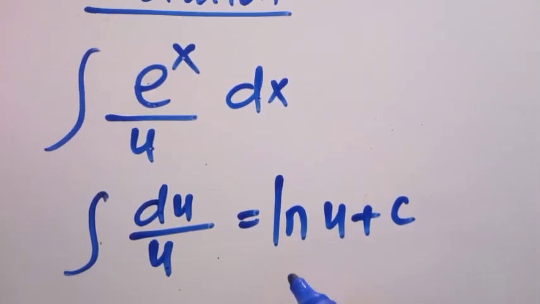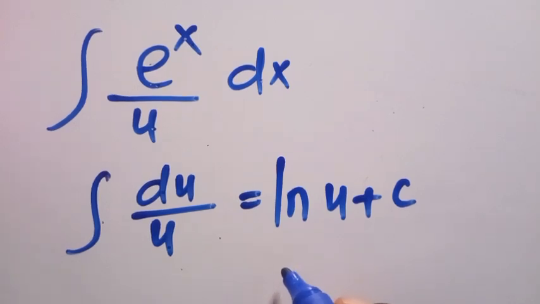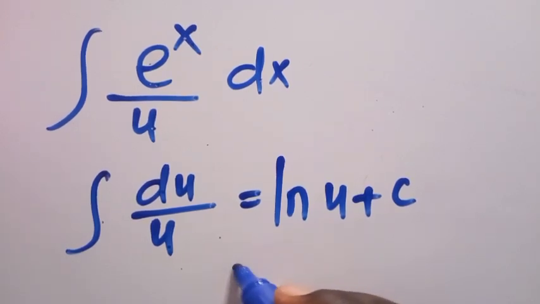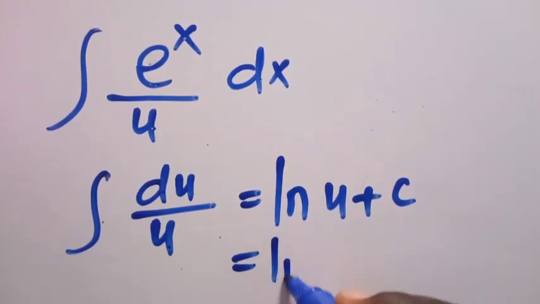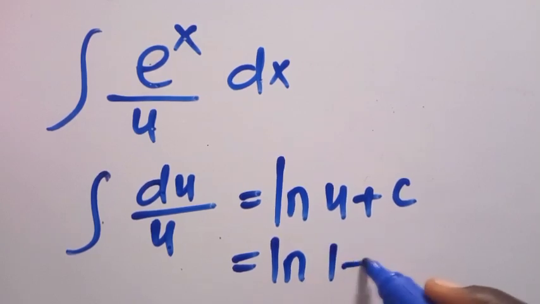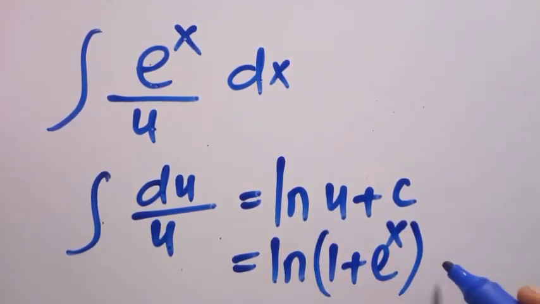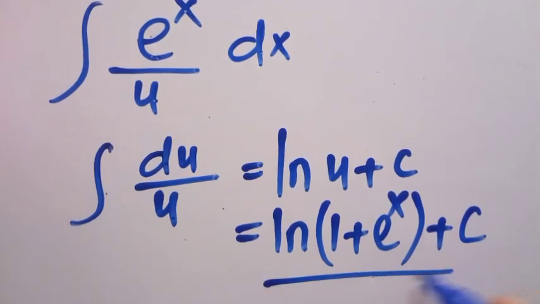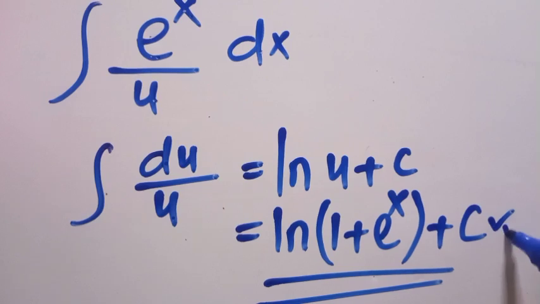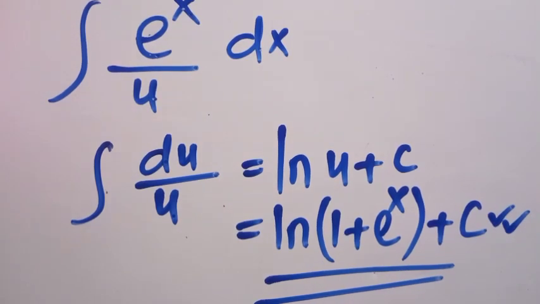But what is our u? Our u is 1 plus e^x, and therefore we shall have ln of 1 plus e^x, then close the bracket, plus the constant of integration. And that is the answer that we shall obtain in integrating this exponential function.